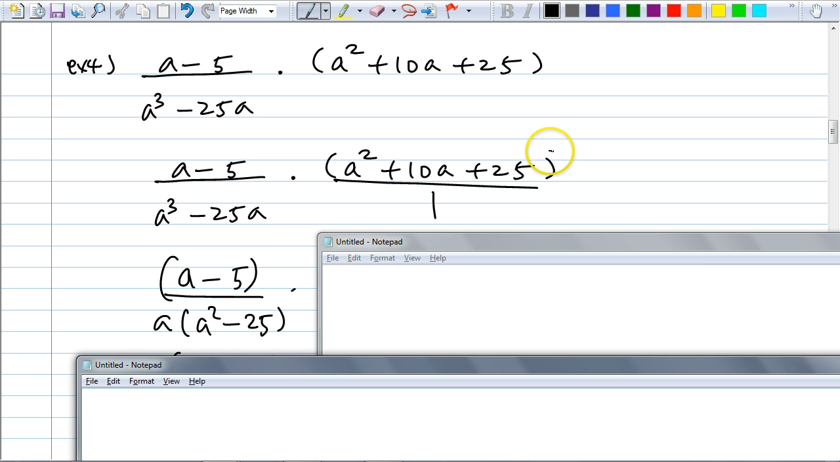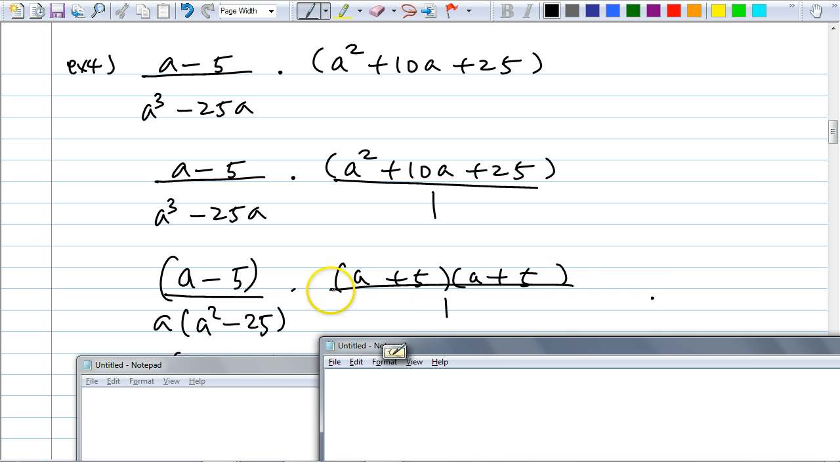What do I do with this trinomial on top? Yeah, you factor it. What does it factor to? Were you able to factor this? Yeah, it turns out it's a perfect square trinomial, isn't it? Same binomials together. Anyway, okay, so are we done with this?